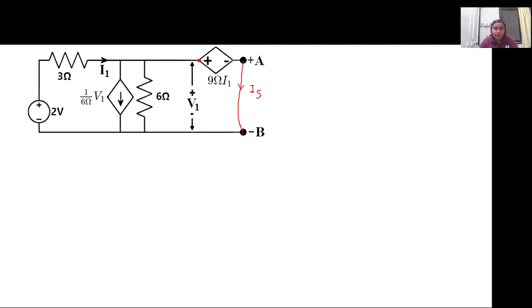So suppose let this node be node C, and this node be node A. Since there is no other element connected across A and B, this particular node is also node O. So basically, I can redraw the circuit like this.